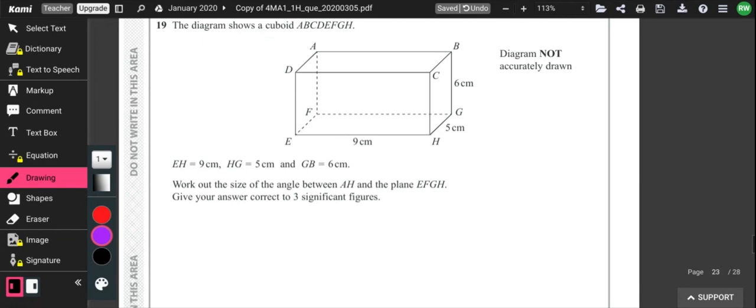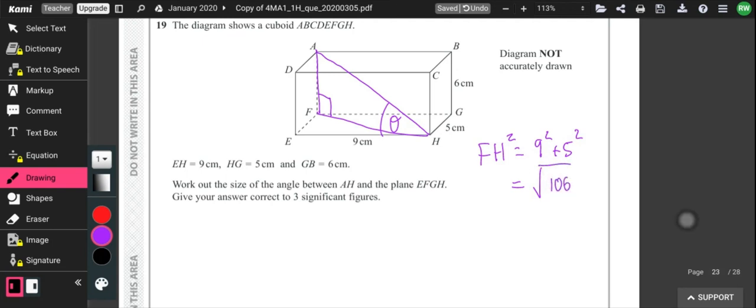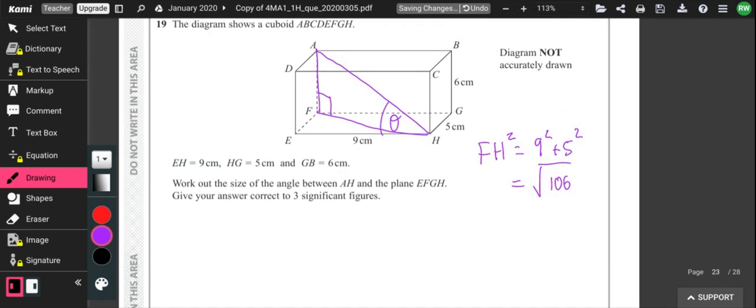Here we have some 3D Pythagoras and trigonometry. So we're trying to find the angle between the line AH and the plane EFGH. So A to H is going to come down here. We need to take this diagonal across and make a new right-angled triangle like this and find theta. So FH is going to be 9 squared plus 5 squared and square root that. So the square root of 81 plus 25 is root 106. And then we have the height of this, which is going to be 6 centimeters.